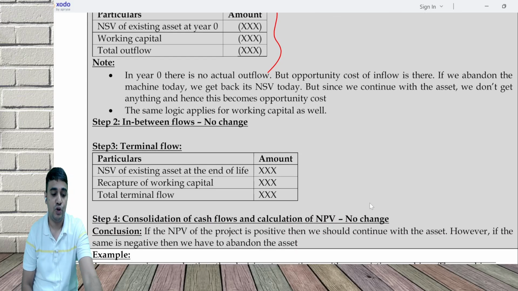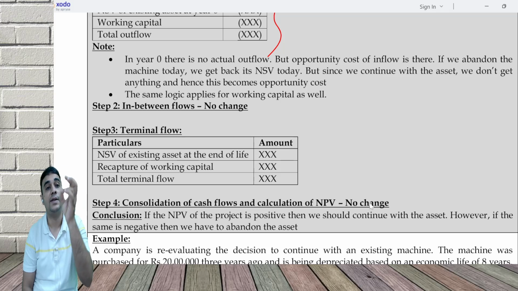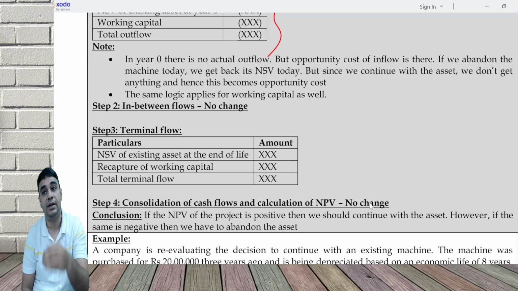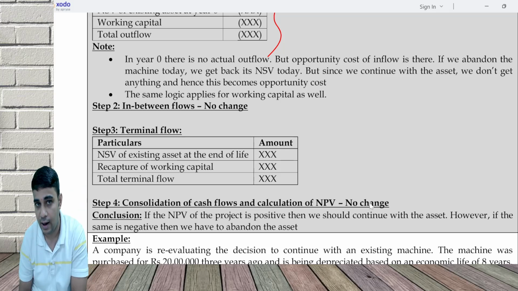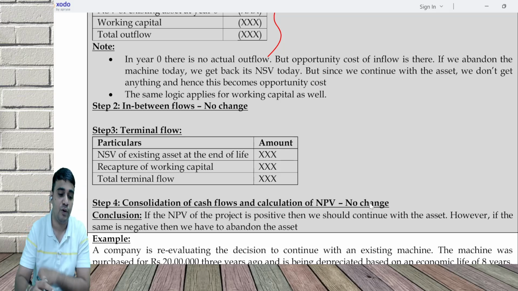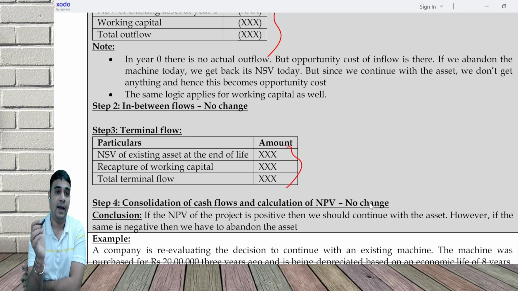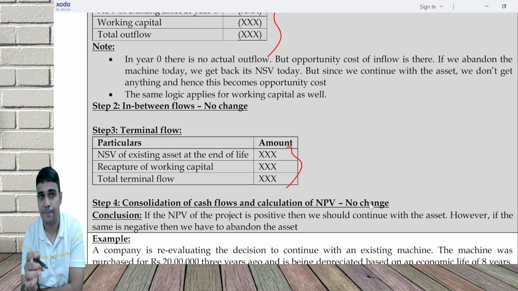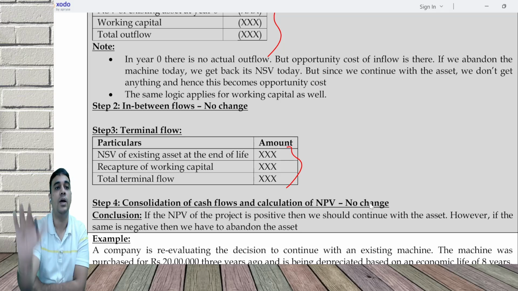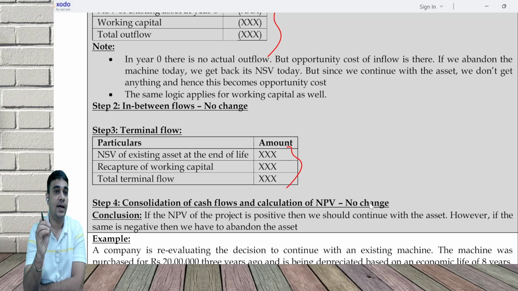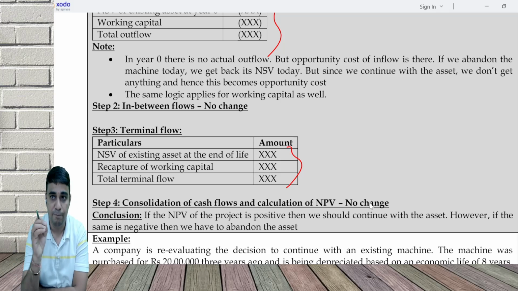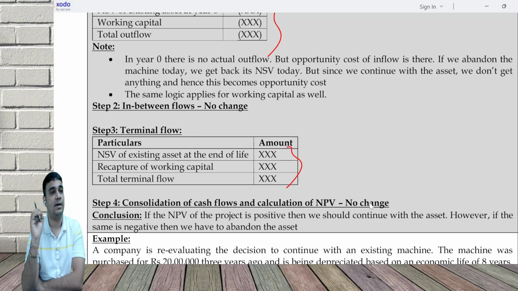What will you get? You will get your in-between flows: revenue, expenses, PBDT, depreciation, PBT, tax, PAT, add back depreciation, CFAT. And after a few years, you will sell the car. That time you will again get an NSV. You calculate the NPV of this. NPV positive, continue with the car. NPV negative, sell the car immediately. Clear? Any doubts on this?